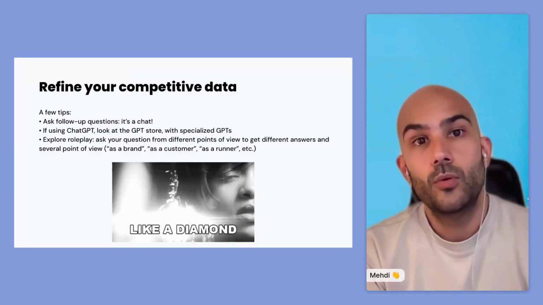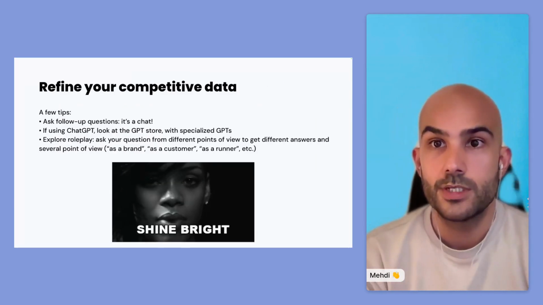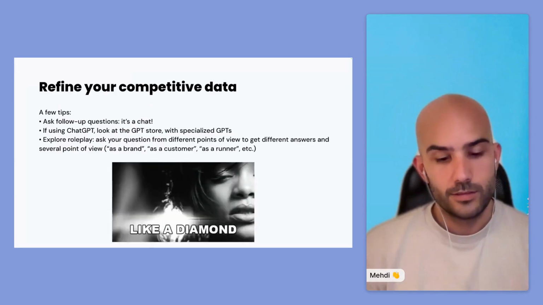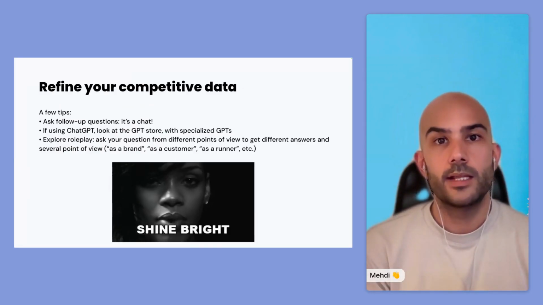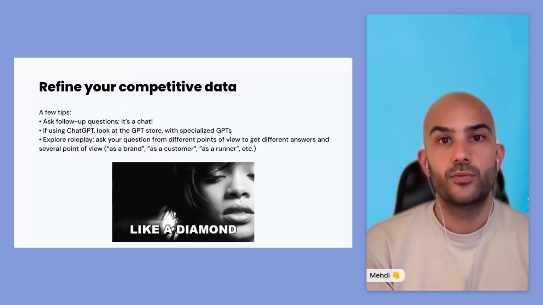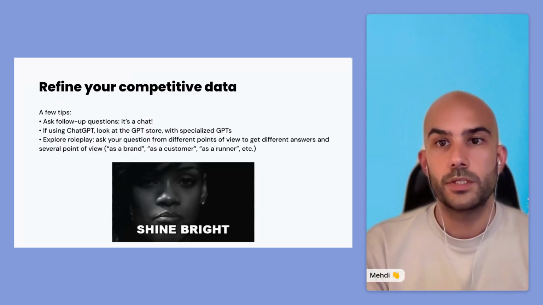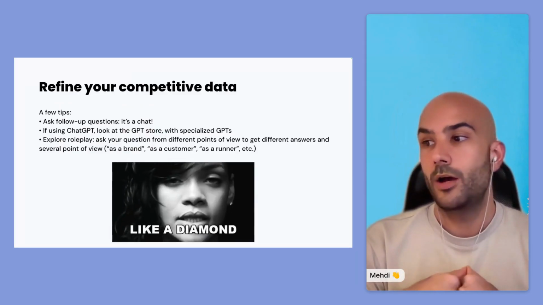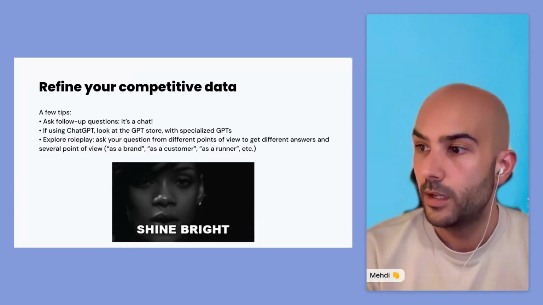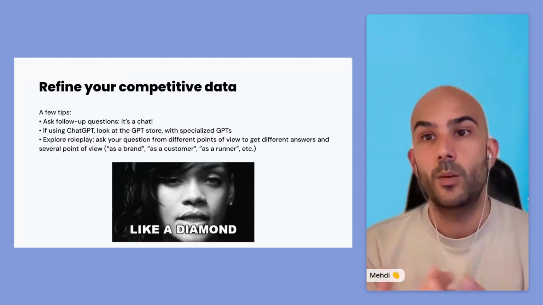And one of the cool things that I like to do when doing competitive research with AI is to, I'll say it this way, explore role play and ask your question from different points of view to actually get different answers. You could ask a question as one of your competitors, or as a brand looking to enter a new market, or as a customer, which is a mom, which is a runner.